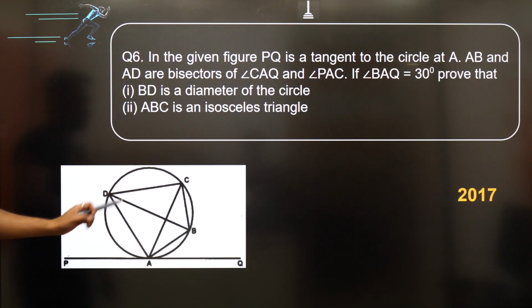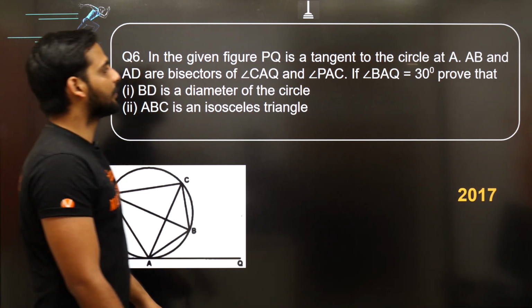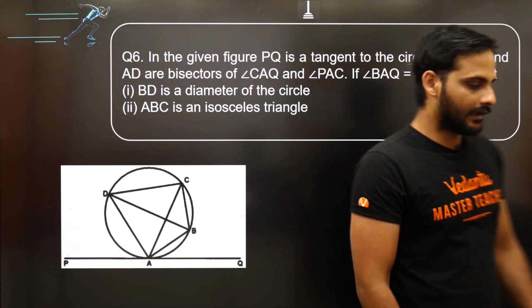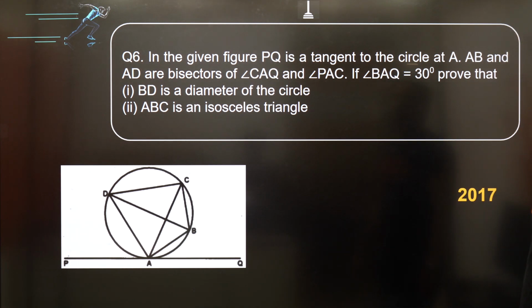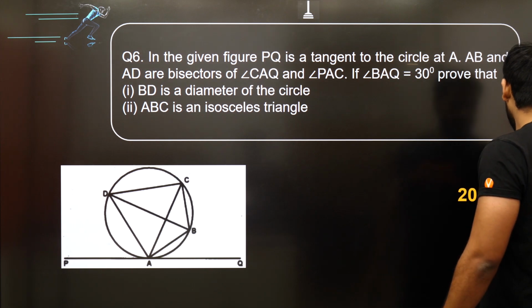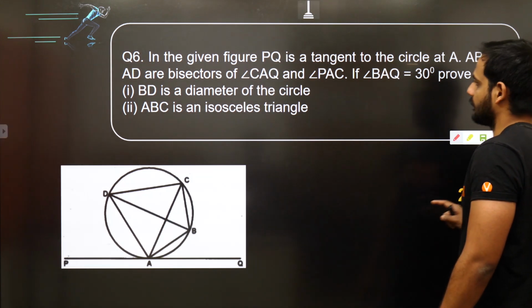Okay, let's move to the next question. In the given figure, PQ is tangent to the circle at A. AB and AD are bisectors of angle CAQ and angle PAC. If angle BAQ is equal to 30 degrees, prove that BD is the diameter of the circle and ABC is an isosceles triangle. Again, a very easy question, but a very good question it is.